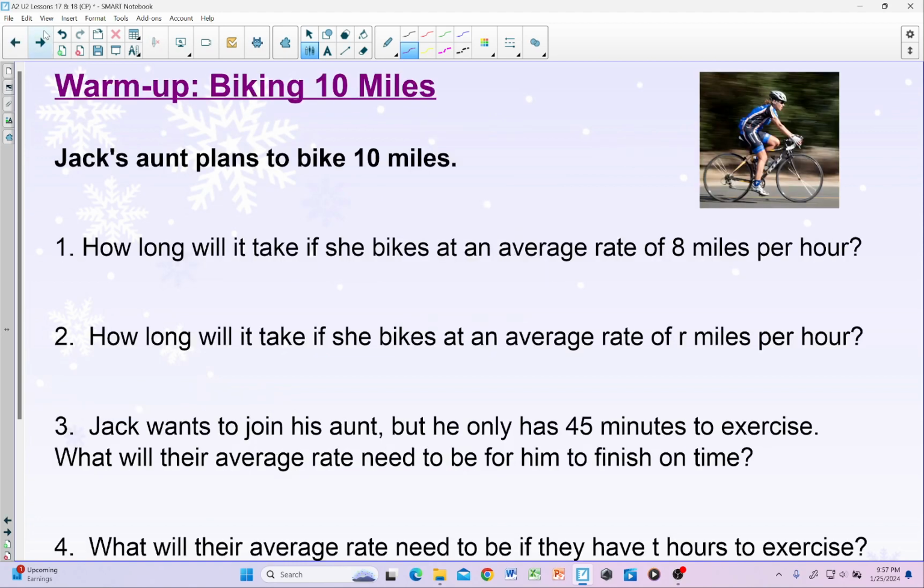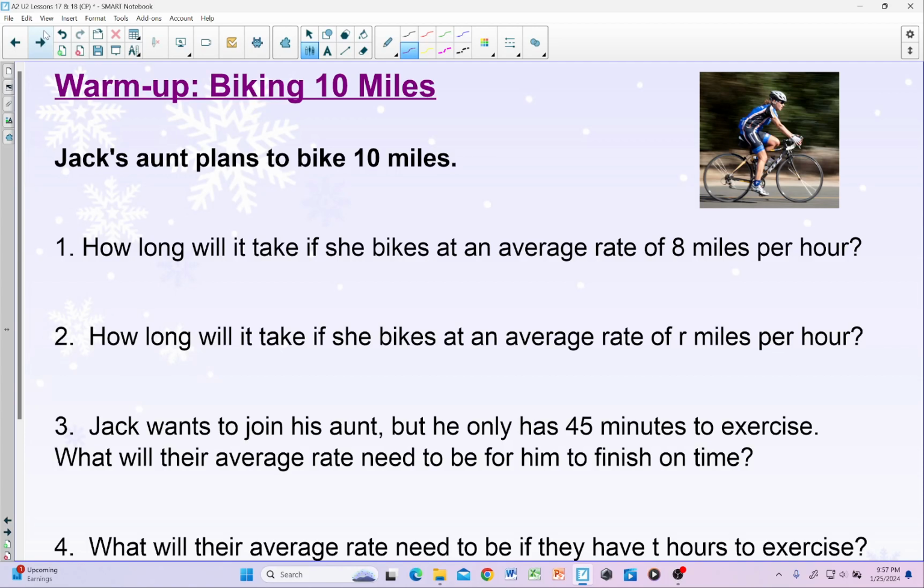Okay, so let's start with a bit of a warm-up to kind of introduce how this unit is going to go. So let's say we have an aunt, or Jack does anyway, and Jack's aunt plans to bike 10 miles. Okay, so you ever get on a bike? You like to ride? Wonderful, right? I do like to bike when I can.